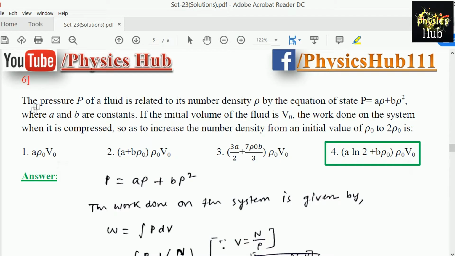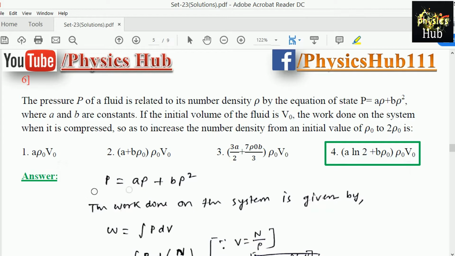Moving on, question number 6. The pressure P of a fluid is related to its number density rho by the equation of state P equals A rho plus B rho square, where A and B are constants. If the initial volume of the fluid is V naught, the work done on the system when it is compressed so as to increase the number density from an initial value of rho naught to twice rho naught is.